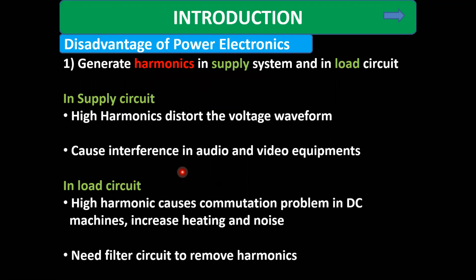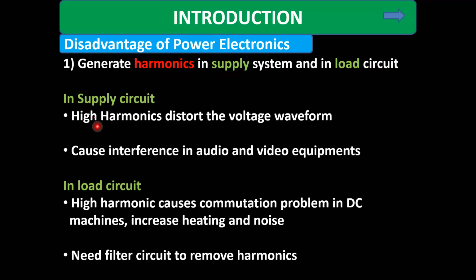Now, next is the disadvantages of power electronics. The major disadvantage of this power electronic circuit is that it generates harmonics in the supply system and in the load circuit. Right, harmonics means unwanted signals are also present in the supply system, which may affect your supply as well as your load. It reduces the overall performance of the supply and the load.